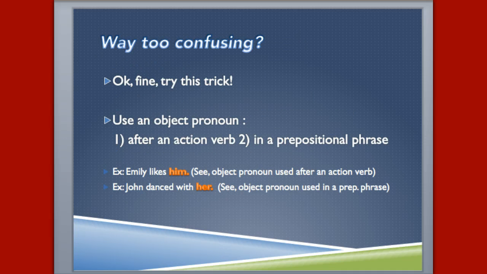All right, try this trick. Use an object pronoun after an action verb in a prepositional phrase. So Emily likes him. John danced with her. Okay, so the object pronoun comes after the action verb. Emily likes him. You wouldn't say Emily likes he. Okay, and John danced with her, used as an object of the preposition.